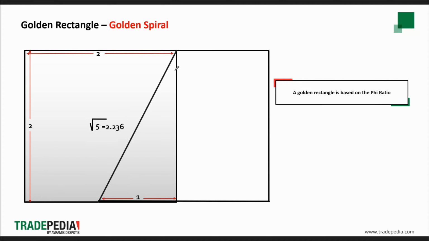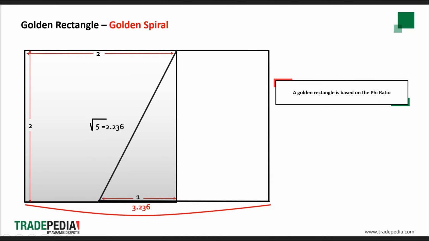If you put this line down, what is the distance of this line? 1 plus 2.236, correct? Sorry, 2 plus 2.236. So this entire line, this entire rectangle, is 3.236.